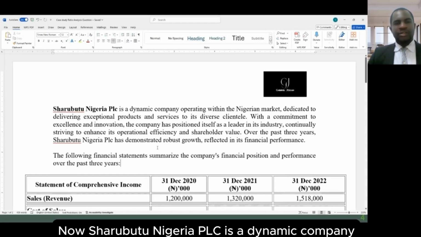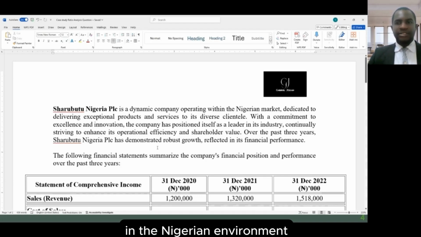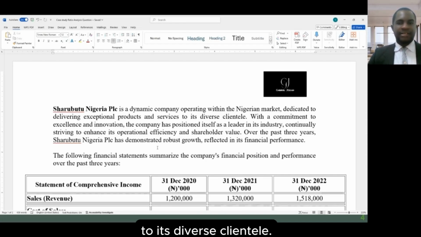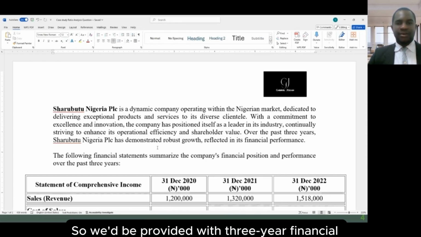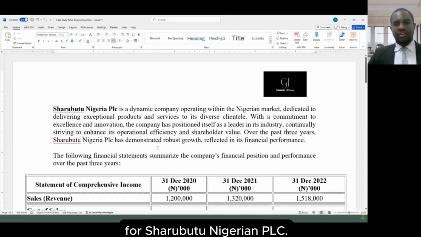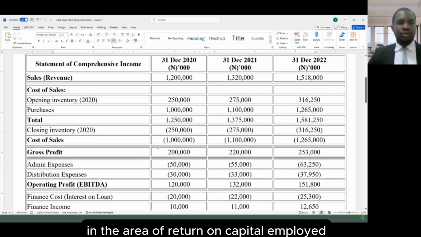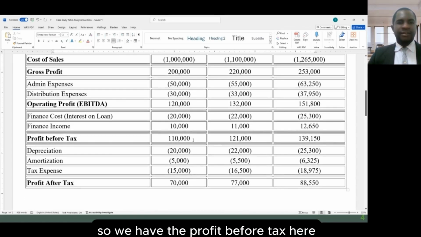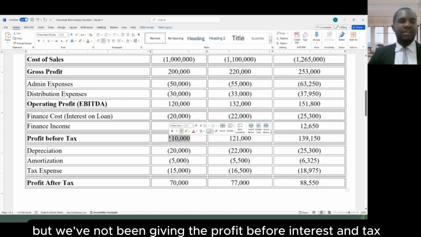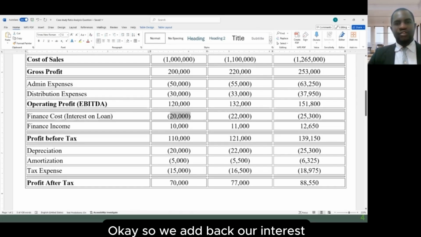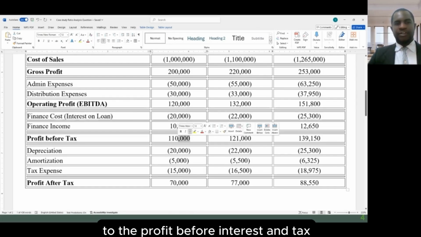Now, Sharubutu Nigeria Limited is a dynamic company in the Nigerian environment dedicated to delivering exceptional products and services to its diverse clientele. So we've been provided with a 3-year financial statement summary for Sharubutu Nigeria Limited. So let's look at how they've performed in the area of return on capital employed. We have the profit before tax here, but we've not been given the profit before interest and tax, but we have the interest provided on the loan. So we'll add back our interest to the profit.